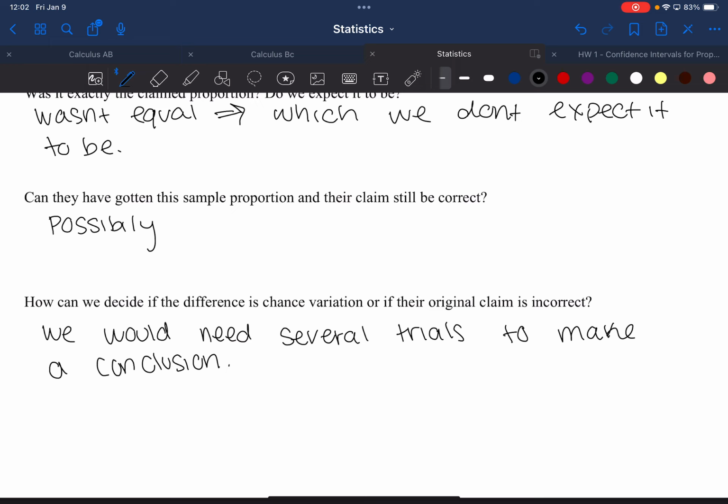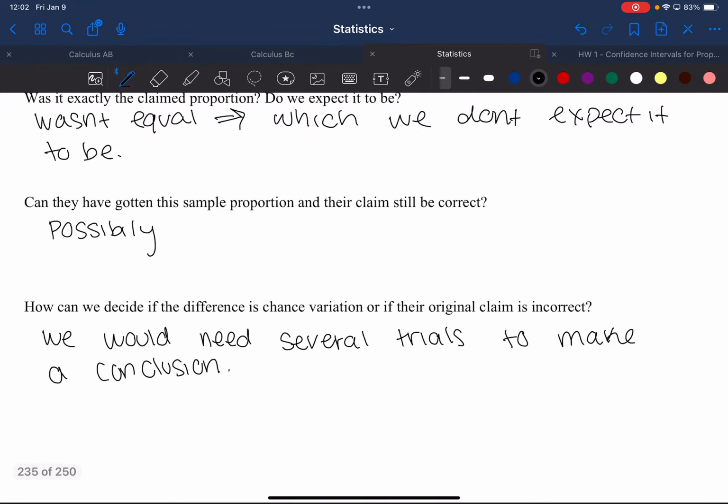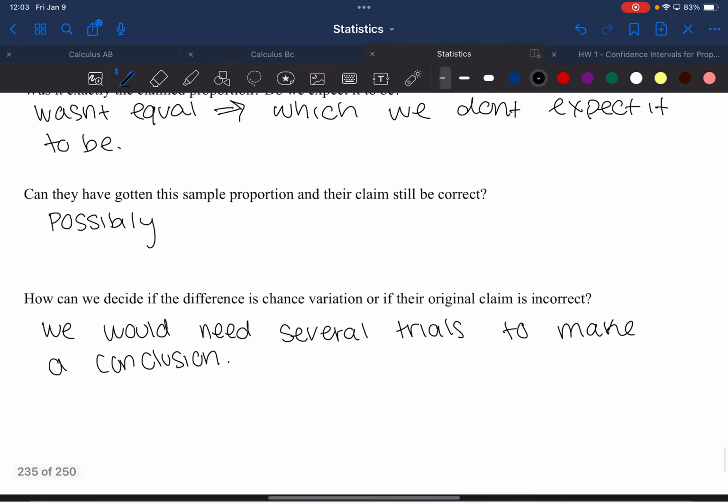Okay, and that conclusion after several trials would be, is the number that we're getting simply coincidence, or is the number we're getting actually the true claim value? Could it be the original claim if it was a guess? Or not the original claim, not a coincidence? Well, we don't know, because we would have to do it multiple times.